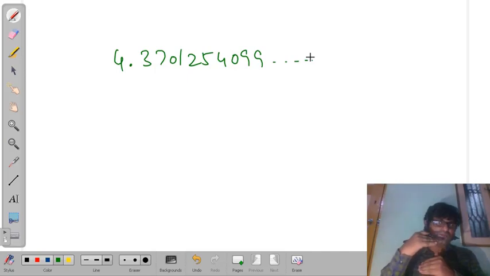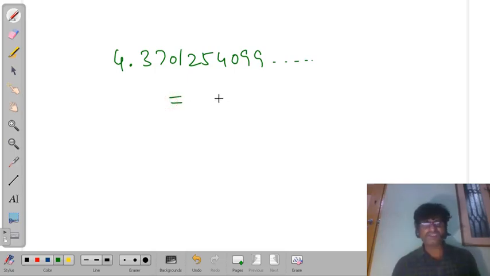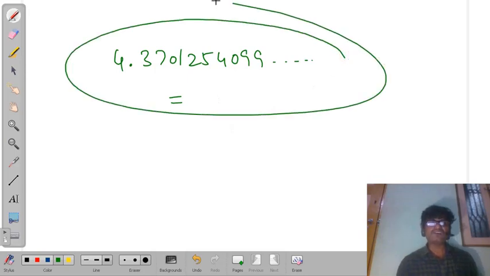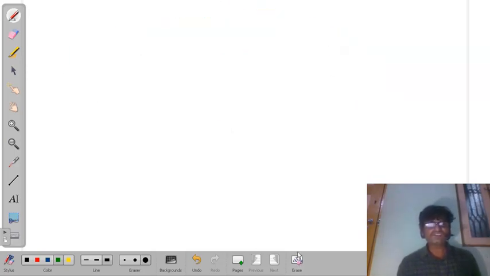Moreover, this is a non-terminating decimal number, and no block or string of digits is getting repeated in this one. So we can't write this as a fraction. We can't write this in fractional form. These types of numbers are nothing but irrational numbers. Let me give one example.